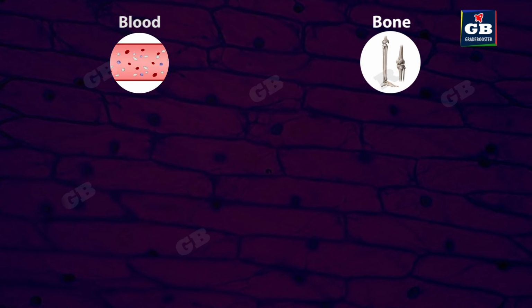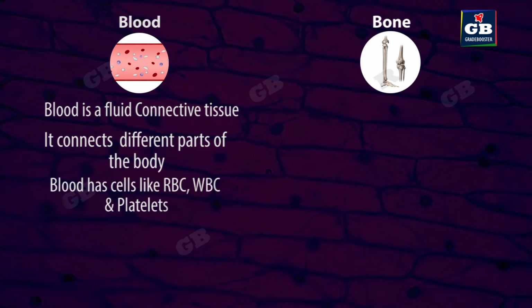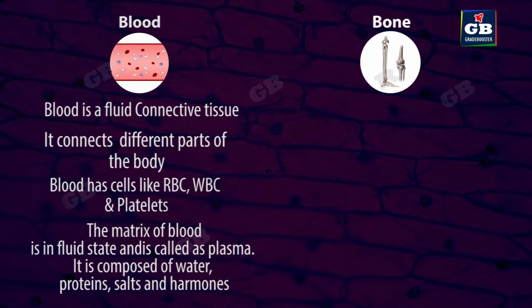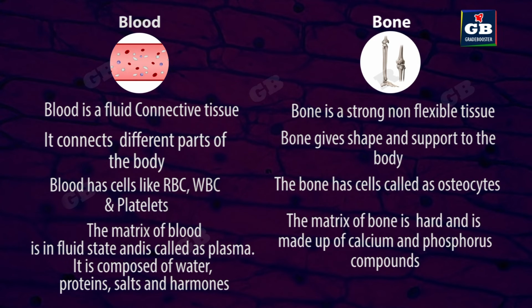Now let us see the differences between blood and bone. Blood is a fluid connective tissue. It connects different parts of the body and it contains RBC, WBC and platelets. The matrix of the blood is in a fluid state and called plasma. It is made up of water, proteins, salts and hormones. Whereas bone is a strong and non-flexible connective tissue. It provides shape and support to the body, and it contains cells called osteocytes, and its matrix is hard, composed of calcium and phosphorus compounds.